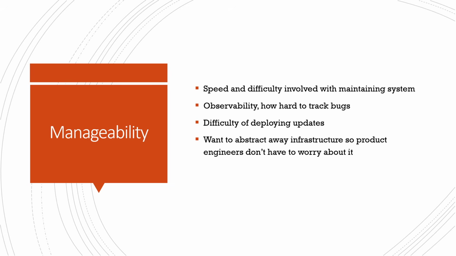Some factors that go into this are how easy it is to find bugs. So if you have a really complex system, you don't know where the origin of an actual bug is. It could be in multiple different services. So that's one thing. How observable is the system, and how do you find bugs when you're working with it?